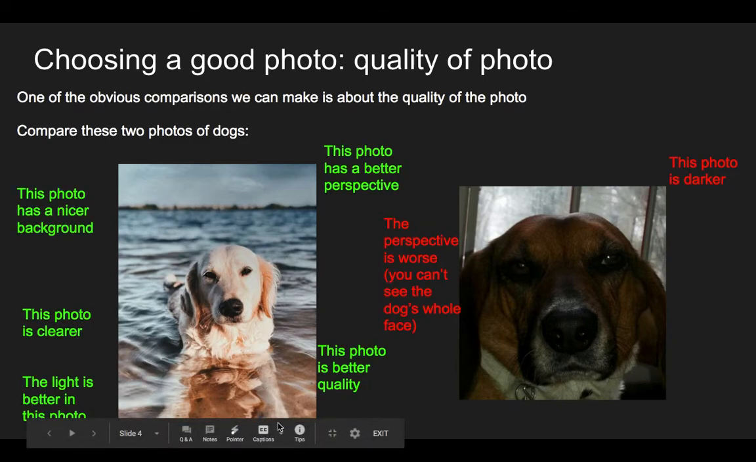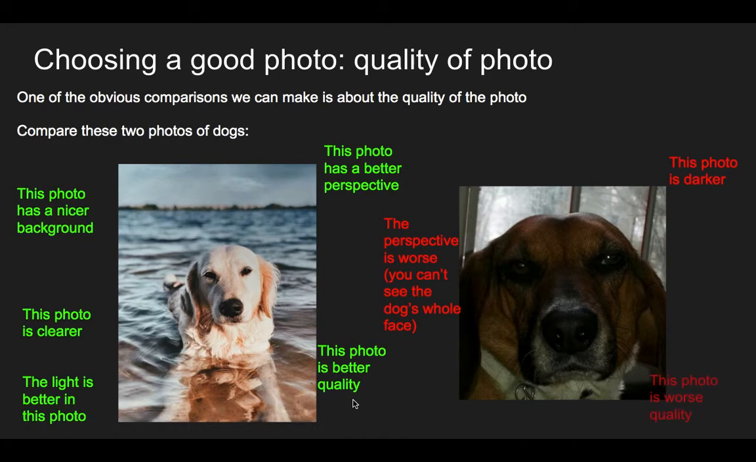This photo is better quality. It's taken with a better camera. Whereas this photo is worse quality. The camera's not as good.